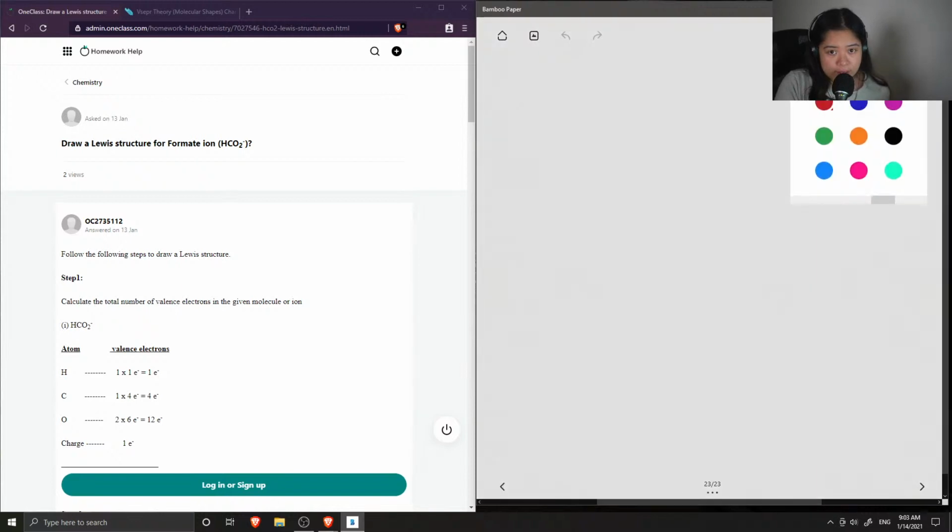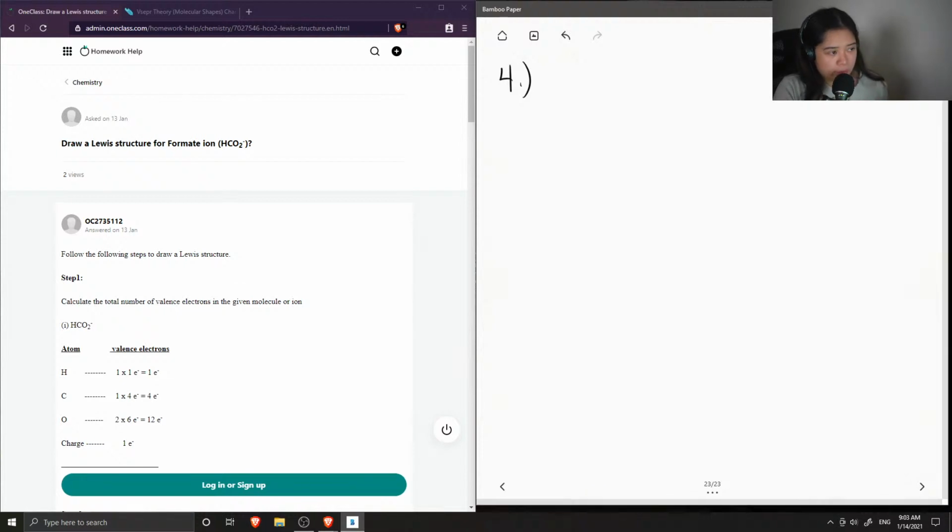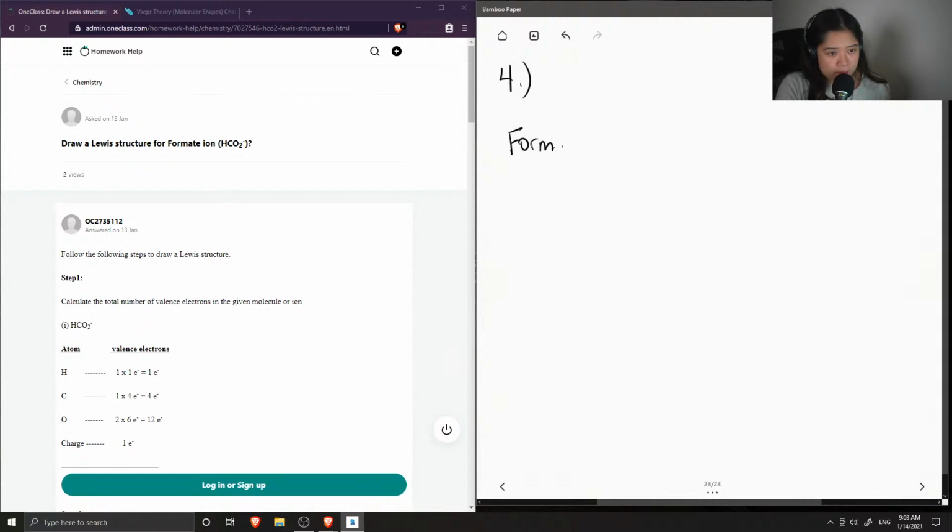Okay, so question number 4 is draw a Lewis structure for formate ion. So the formate ion is HCO2 minus.